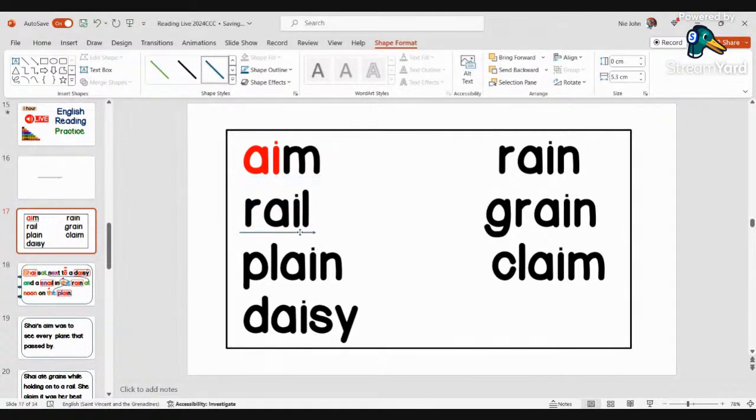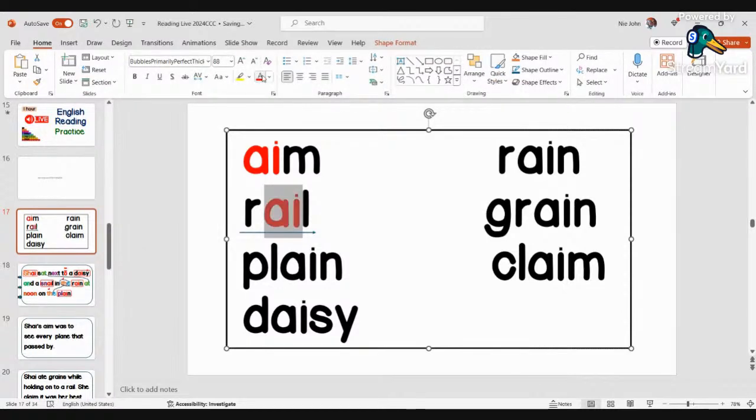Our next word, we can highlight the A and I because we already know what sound it makes. We said that the A and I makes the sound A. So here we can call this word rail. Before we go to the next word, a rail is a bar that you can hold on to. It is a bar that is connected maybe to a wall or sturdy in the ground. We call it a rail.